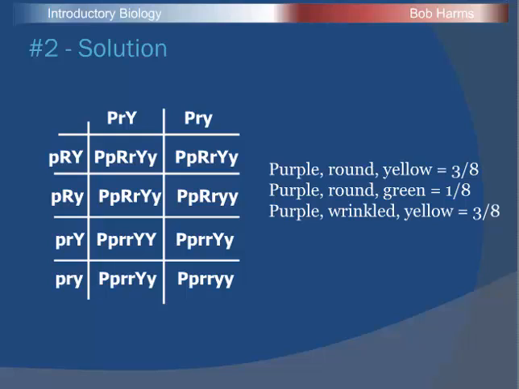3 out of 8 are going to be purple, wrinkled, and yellow. So a big P, 2 little R's, and at least 1 big Y. And then finally, 1 out of 8, the last one there at the bottom right, is going to be purple, wrinkled, and green. Have a big P, and then be all recessive. And so using Mendel's laws, it's going to allow us to make these predictions on what we would expect to see, whether we're looking at 1, 2, 3, or even more traits at a time.